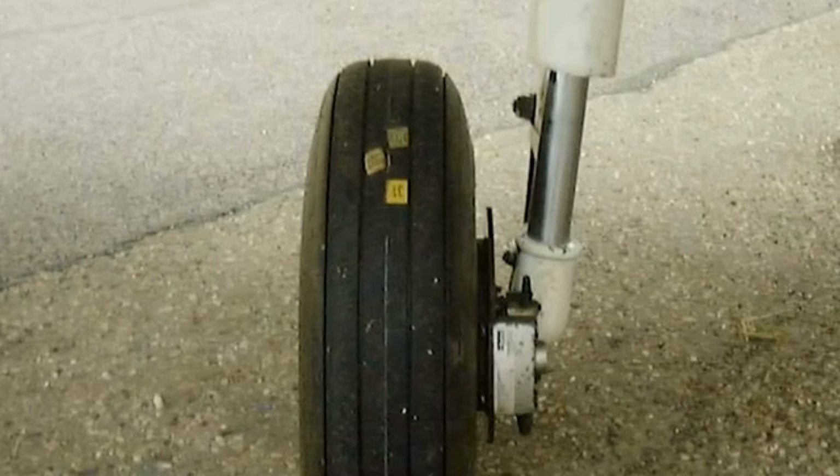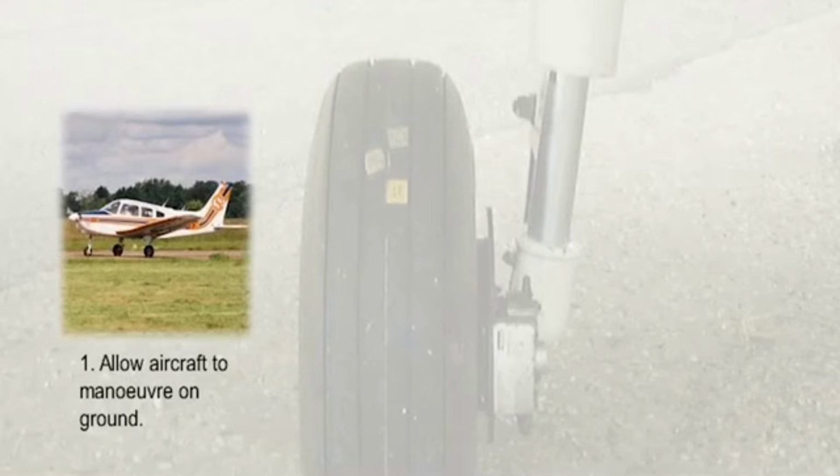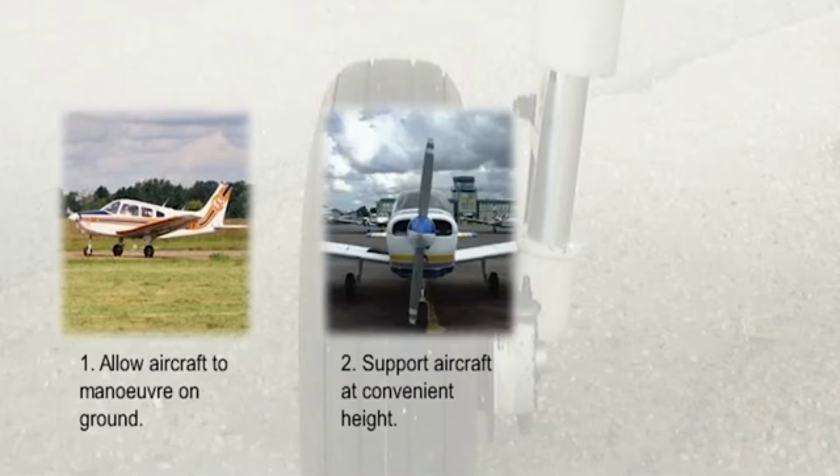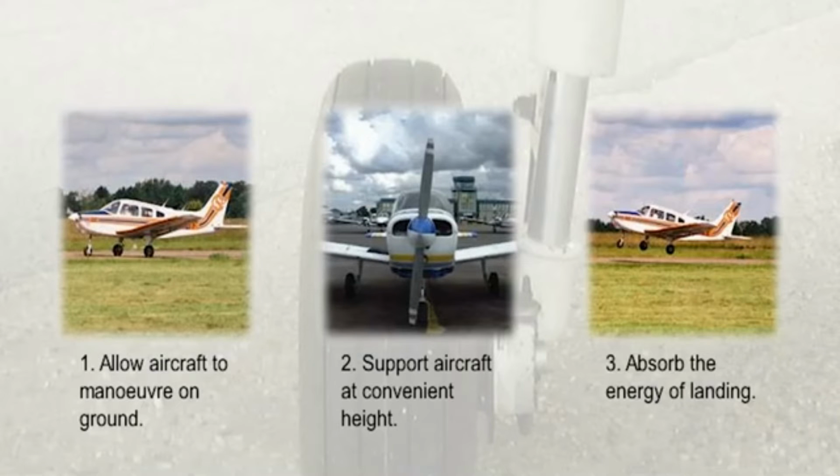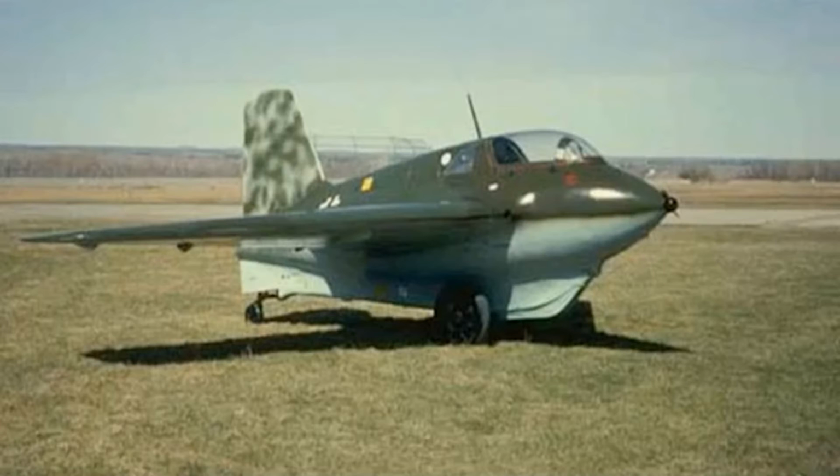The functions of the landing gear are, firstly, to provide a means of manoeuvring the aircraft on the ground. Secondly, to support the aircraft at a convenient height, to give clearance for propellers and flaps, etc. And thirdly, to absorb the kinetic energy of landing. Once airborne, the landing gear serves no useful purpose and is dead weight.